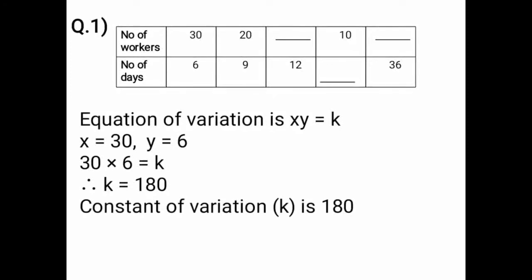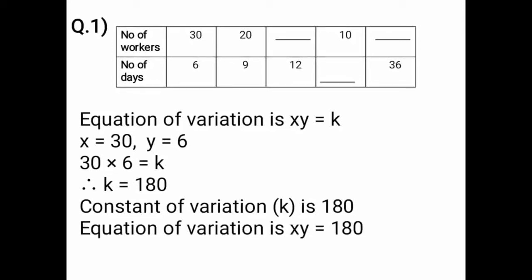The constant of variation, k, is 180. Now you have to write the equation of variation form. The equation of variation is xy is equal to 180. After finding the constant of variation in inverse variation, you got the answer 180. When you are writing the final answer of the equation of variation form, you have to substitute the constant of variation k is 180. You don't have to substitute the values of x and y, which means you don't have to substitute the two variables which are given in inverse variation. Only the constant of variation you have to substitute when you are writing the equation of variation form.